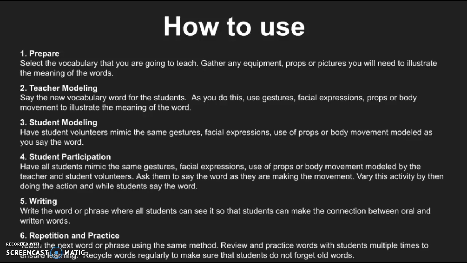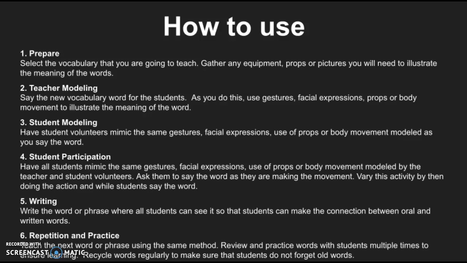And then 4, student participation. Have all students mimic the same gestures, facial expressions, use of props or body movements modeled by the teacher and student volunteers. Ask them to say the word as they're making the movement. Vary this activity by then doing the action while the student says the word. 5, writing. Write the word or phrase where all the students can see it so that students can make the connection between oral and written words.